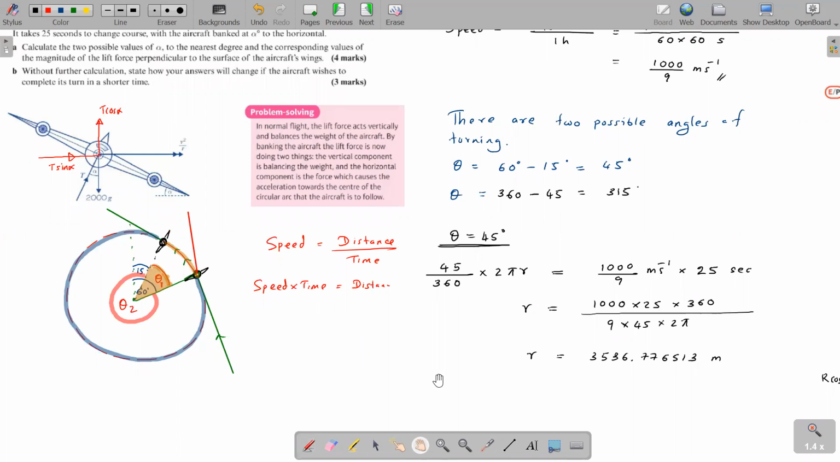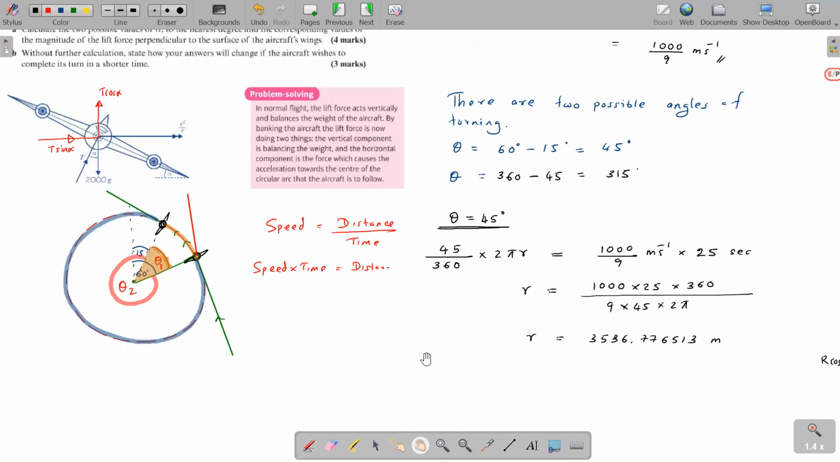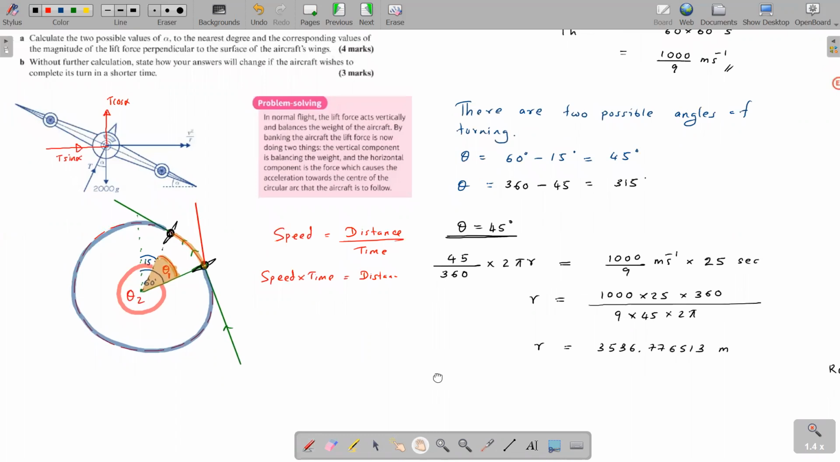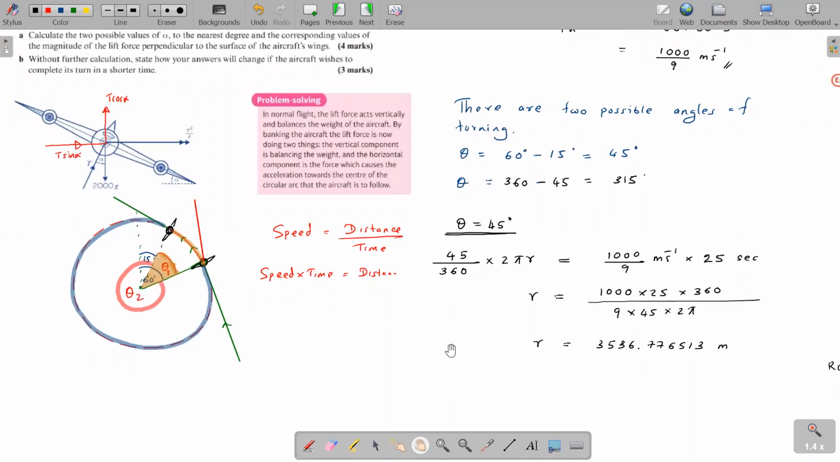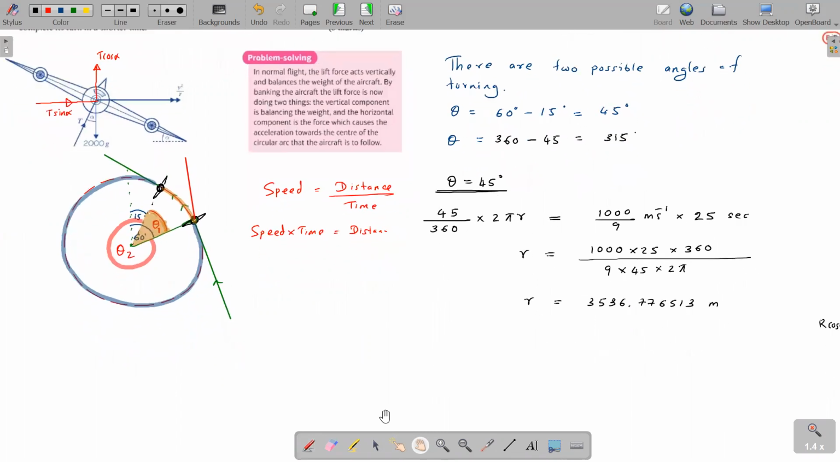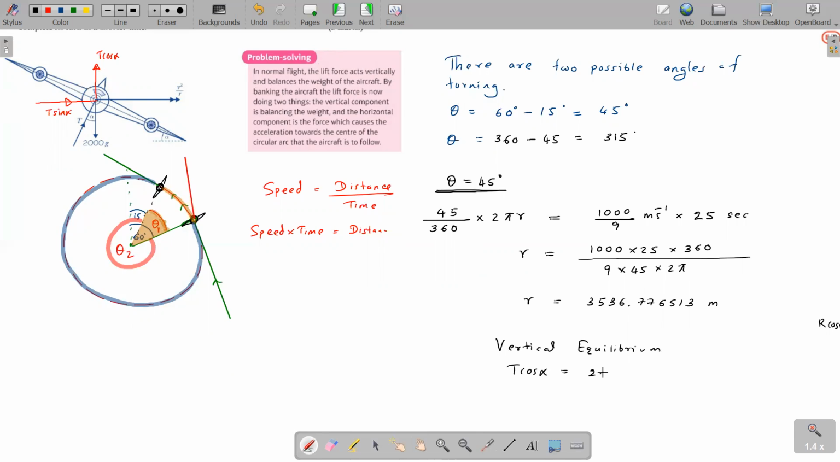So what we can do here is apply F equal ma towards the center, and also we can apply vertical equilibrium, right? Okay, so you can see my force diagram is complete here. Now this is the diagram of the plane during the circular part. So what do we have here? T cos alpha is equal to 2000 g.